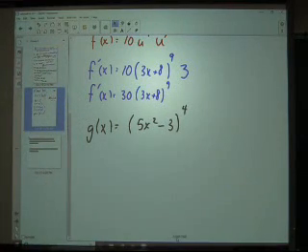Take the derivative. 5x squared minus 3 to the fourth power. Try to take the derivative.